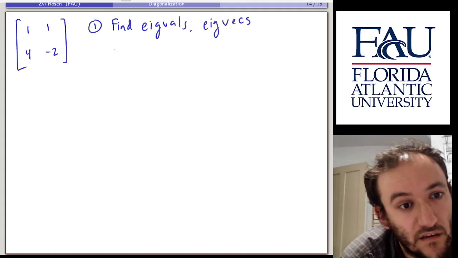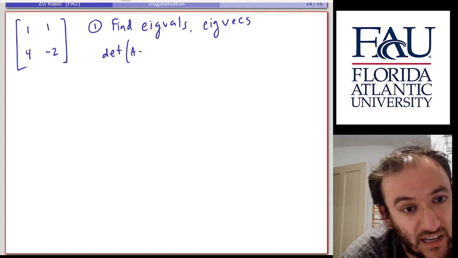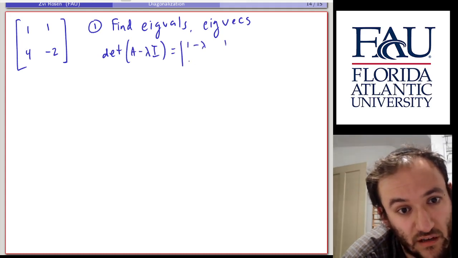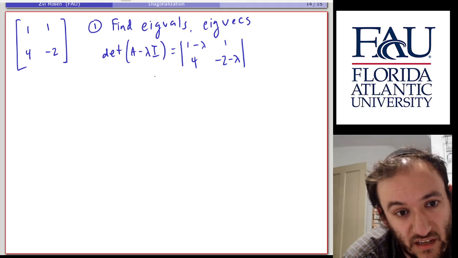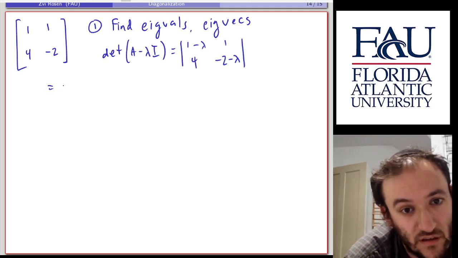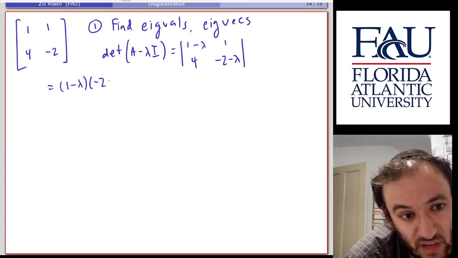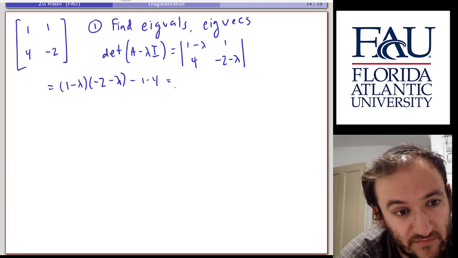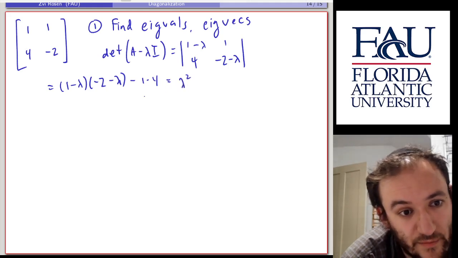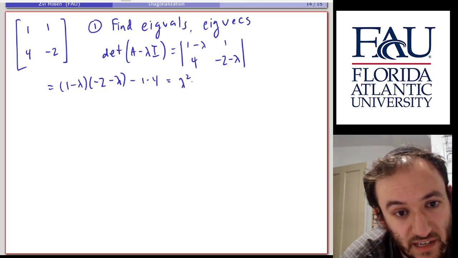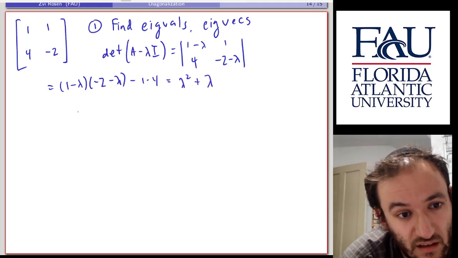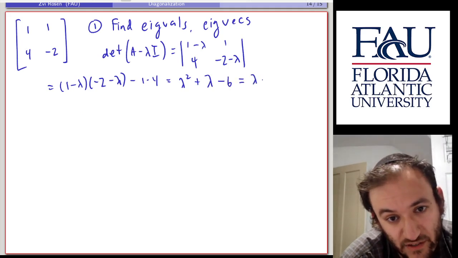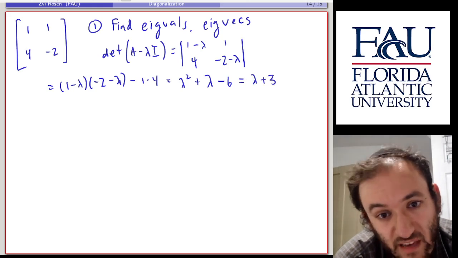We take the determinant of A minus lambda I, which is equal to the determinant of (1 minus lambda, 1, 4, minus 2 minus lambda), which is (1 minus lambda)(minus 2 minus lambda) minus 1 times 4, which gives us lambda squared plus 2 lambda minus lambda. So that's plus lambda, minus 2 minus 4 is minus 6. Okay, so this factors to (lambda plus 3)(lambda minus 2).